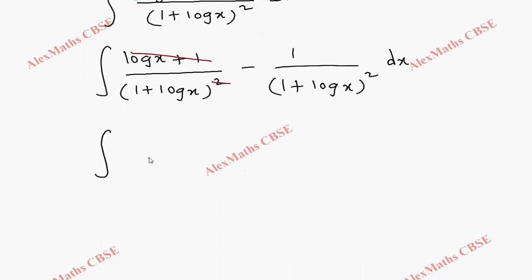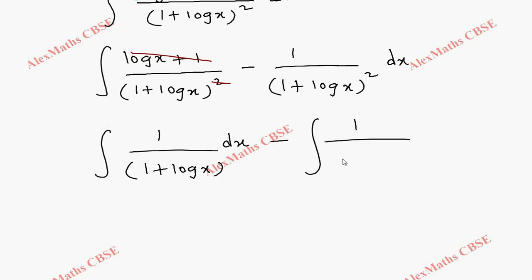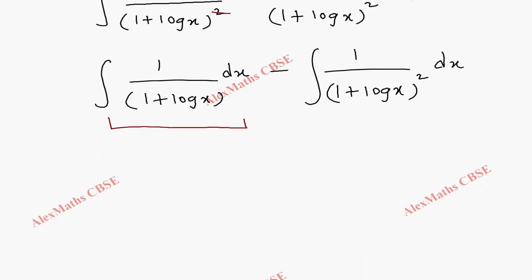Let's split this integration into two parts. Let's take the first part as the integral of 1 by 1 plus log x dx, and the other part as the integral of 1 by (1 plus log x) whole square dx. Now we take the first integration and we are going to use integration by parts. In this we are going to take this as one term, and the other term is just 1 dx.